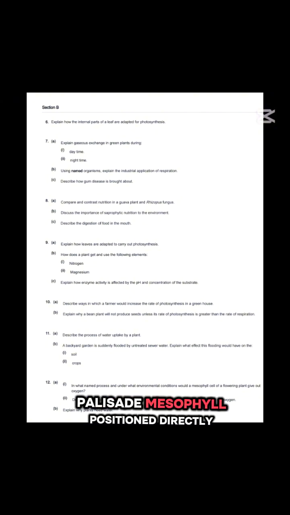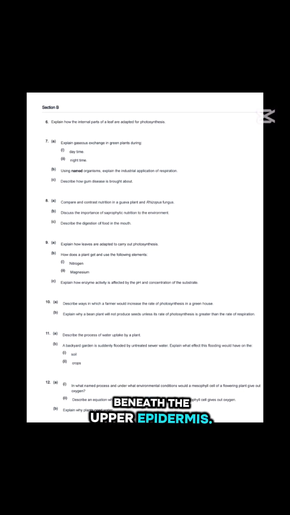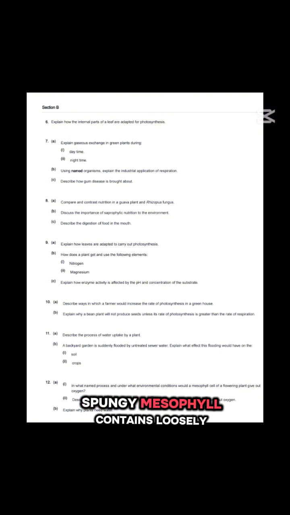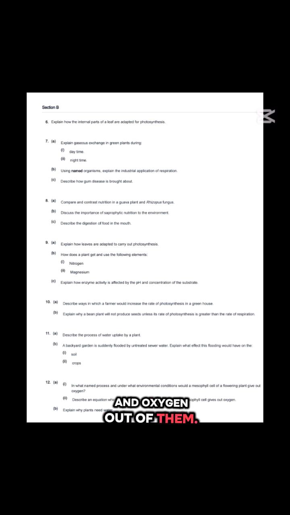Palisade mesophyll, positioned directly beneath the upper epidermis, cells are vertically elongated and packed with a high density of chloroplasts to capture maximum sunlight. Spongy mesophyll contains loosely arranged cells with large air spaces, allowing efficient diffusion of carbon dioxide into cells and oxygen out of them.